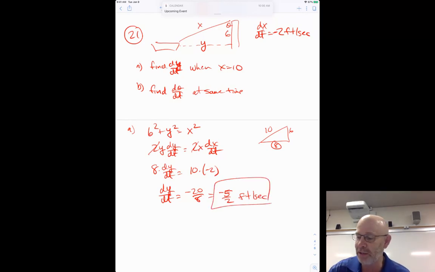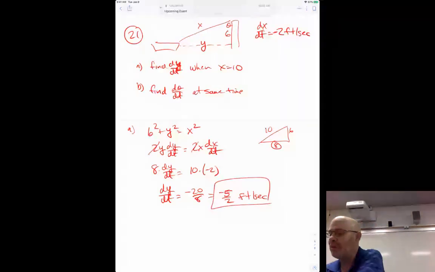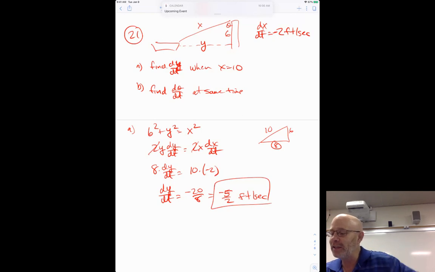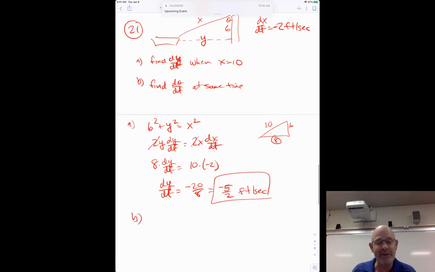Again, we'll check that one, 21a. Make sure we're good. Guess I could have checked these before, huh? 2.5 feet per second. Cool. And now part B, a little different, because now I got a little different formula. So all these Pythagorean theorems are now gone. We got this theta.